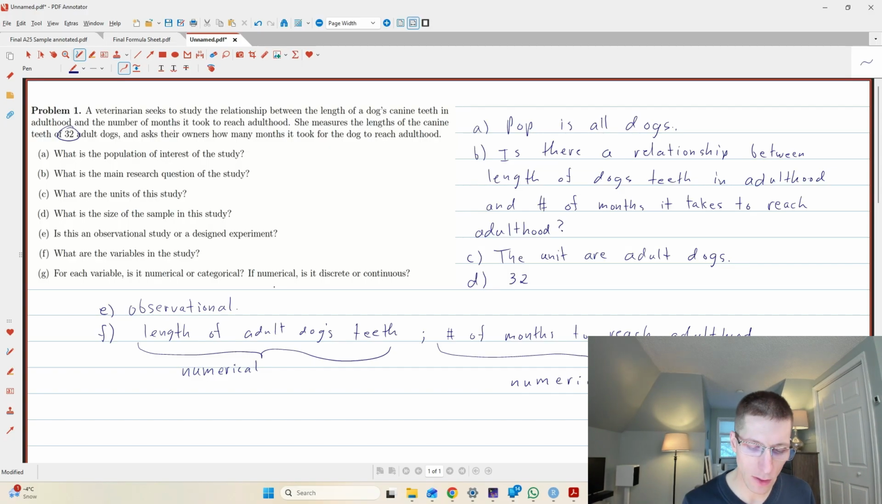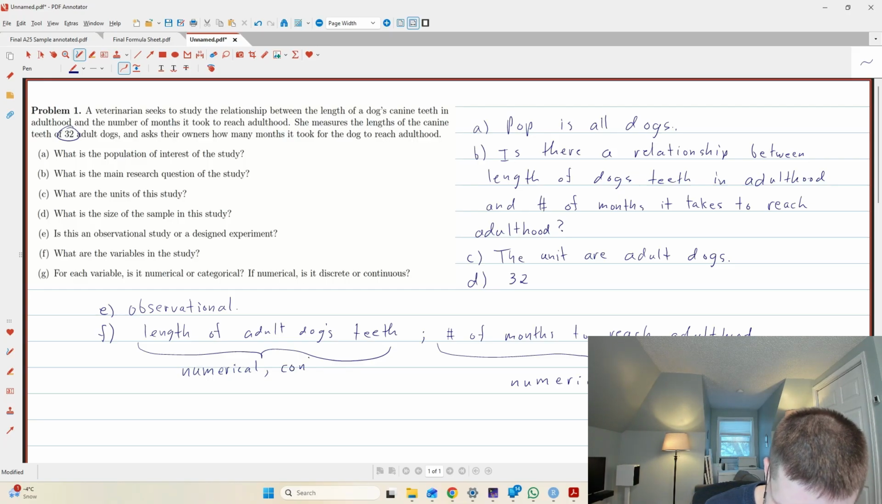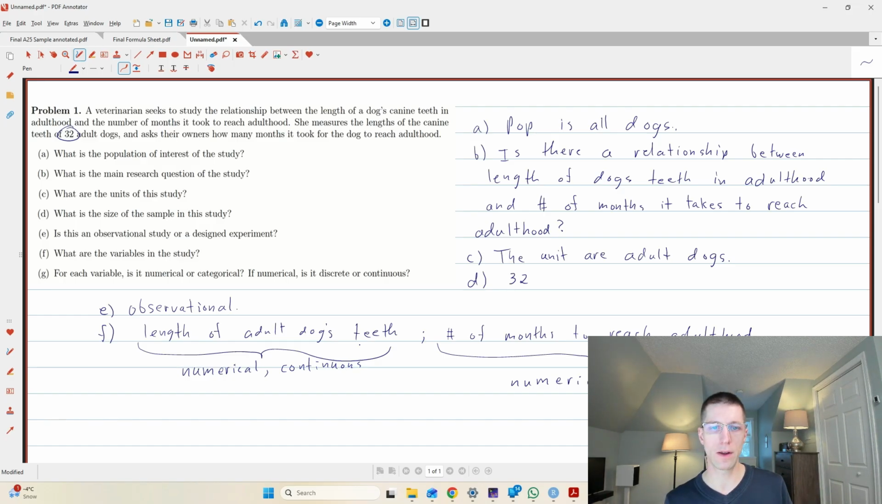Finally, we're asked for each one, if numerical, is it discrete or continuous. The length of the dog's teeth is continuous because you can always measure length on a finer scale. Whereas the number of months is just something that you count. It could be 8, 9, 12. Those are counting numbers, so this is discrete. That is question one.